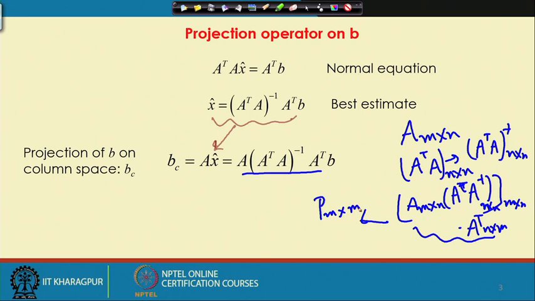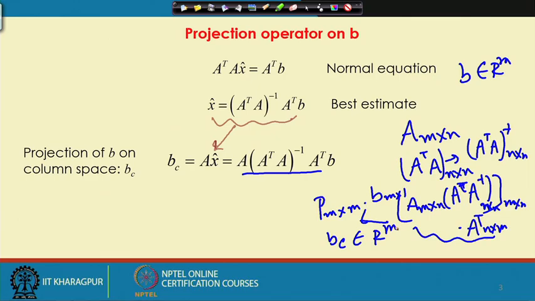Here m is the number of rows, or the number of elements in the column. So b lies in R^m, b also has m components. This multiplied with b, which has m rows and 1 column, will give us another vector b_c which also lies in R^m. So b and b_c are vectors in the same R^m, only b is projected from one particular inclination onto the column space of A.